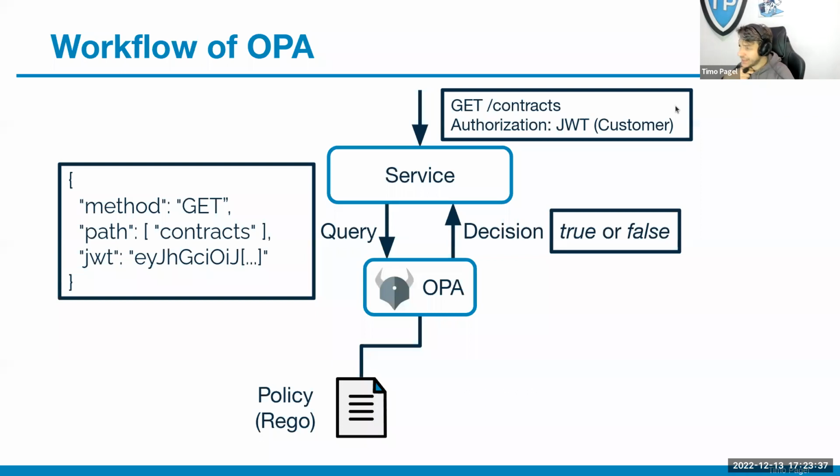So let us have an example to have a better picture of it. The request comes into the service, for example, get contracts. I have a lot of insurance customers, so that's why I chose an insurance related example. And the authorization is here a JWT from the customer.